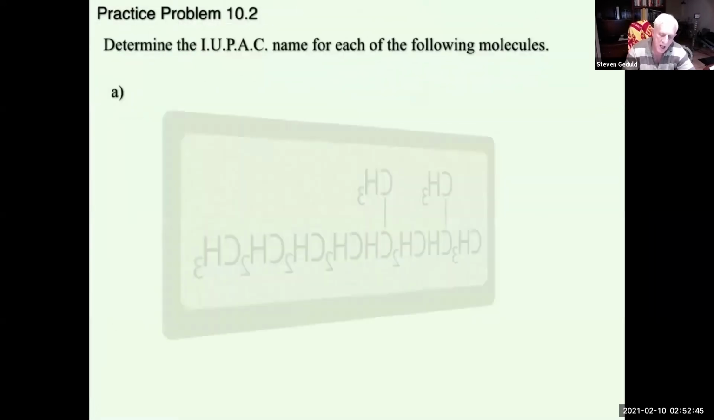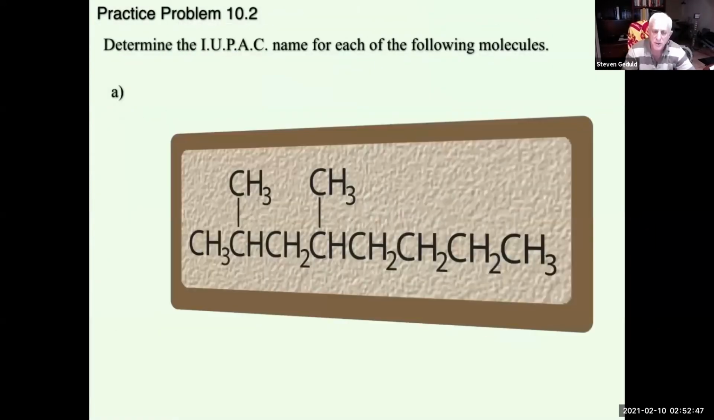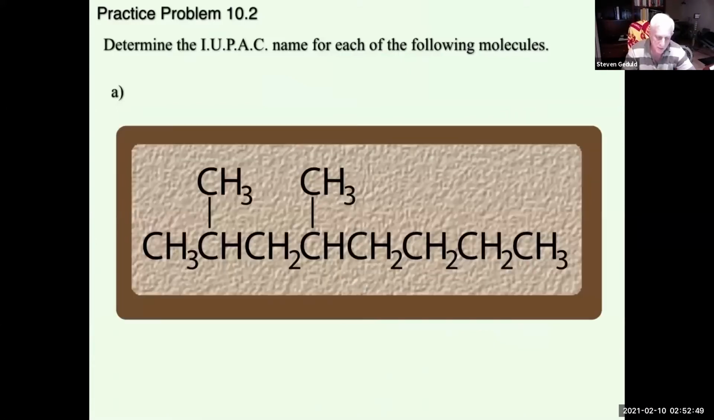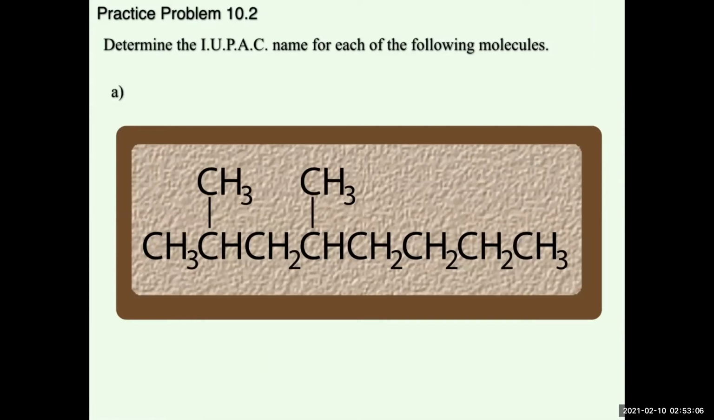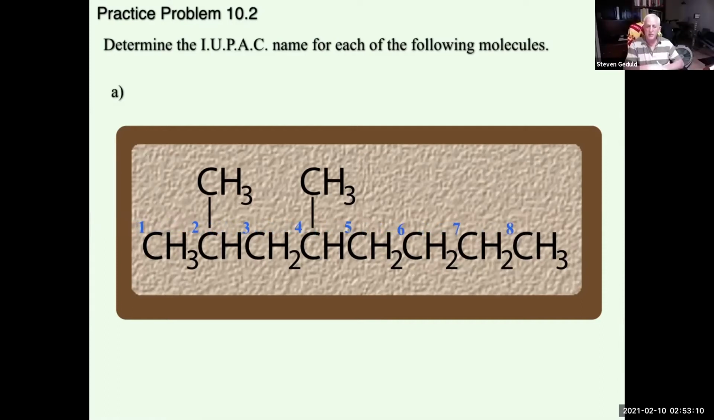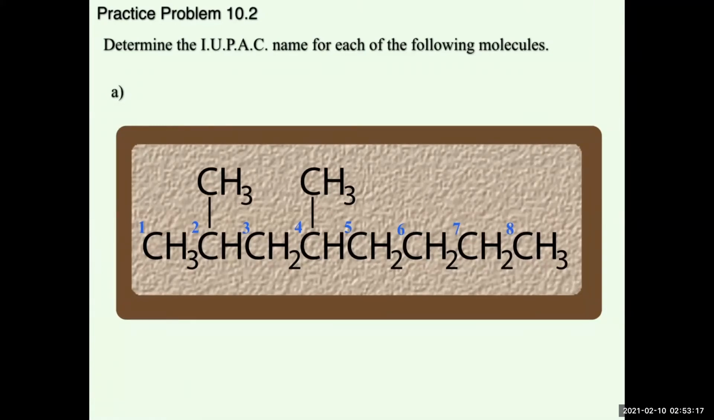All right, determine the IUPAC name for each of the following. So here's our structural formula. And this one we're going to do a little bit differently, but let's count. What's the longest carbon chain? Eight. Perfect. There's your 8 carbons. How many attachments do we have? 2.